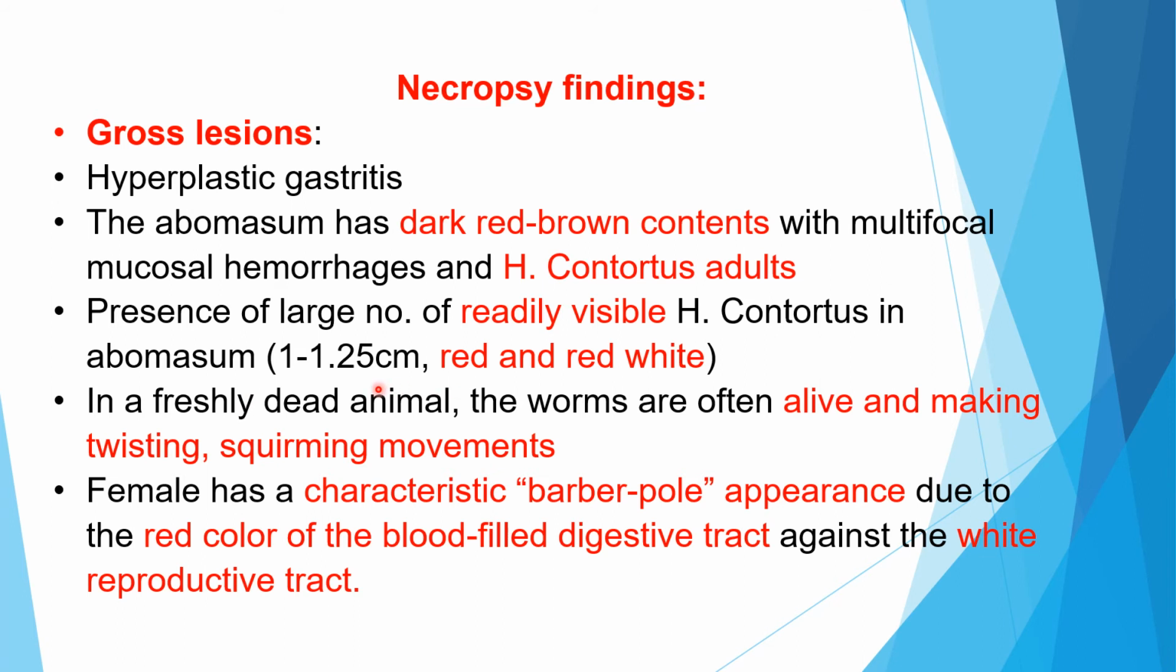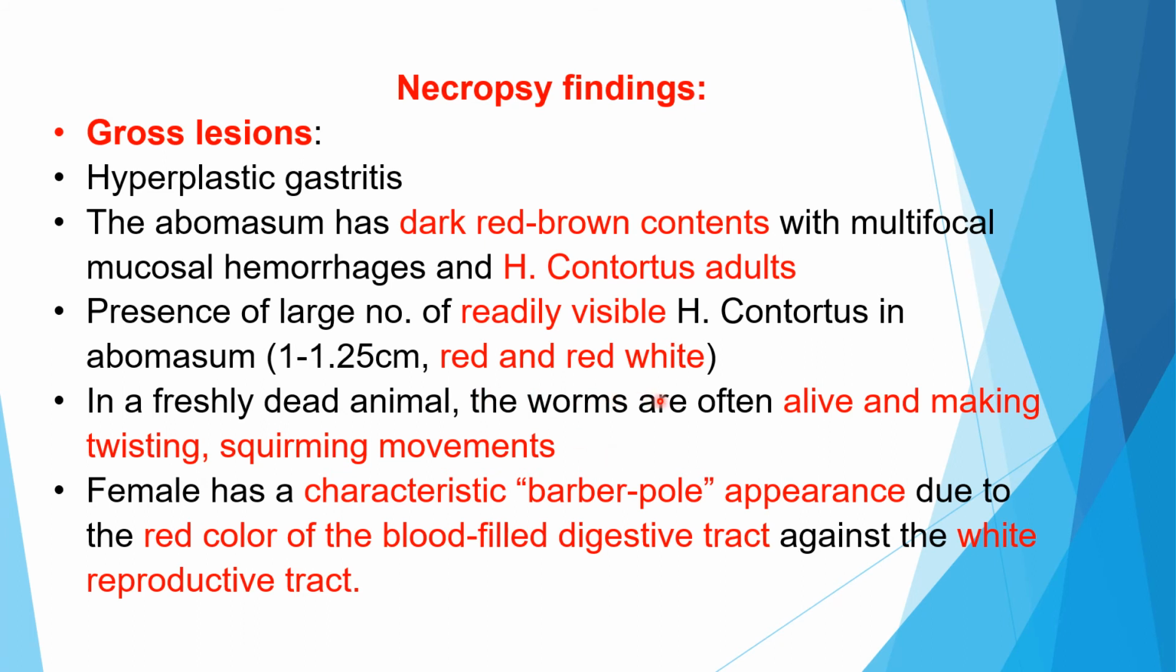They are large, 1 to 1.25 centimeters in length, and they are of two colors. One is red, another is red-white. We will see later what is red and what is red-white. In a freshly dead animal, if you perform the postmortem, the worms are often alive, making twisting, swarming and squirming movements. That is diagnostic.